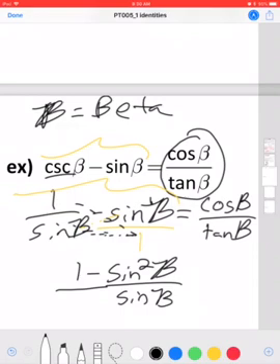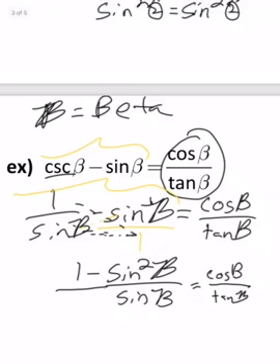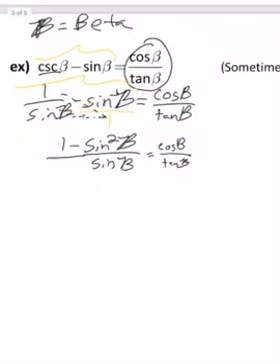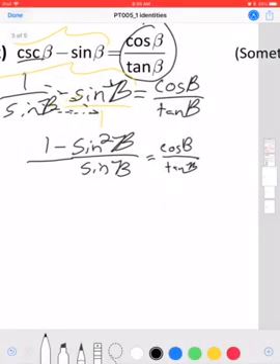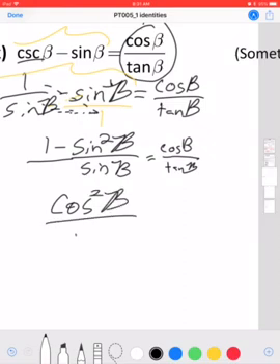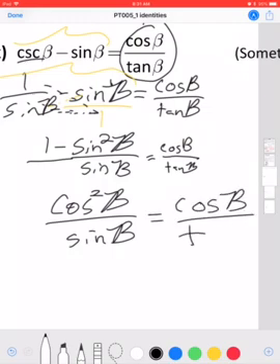All right, so we're now kind of stuck. We can't do a ton. It almost looks as if we made this more complex, but trust me, we can get through this. Let me just finish off this last part here. All right, so 1 minus sine squared of beta, can we rewrite that? We could. So cosine squared of beta over sine beta. And this is still claiming that it's equal to cosine of beta over tangent of beta.